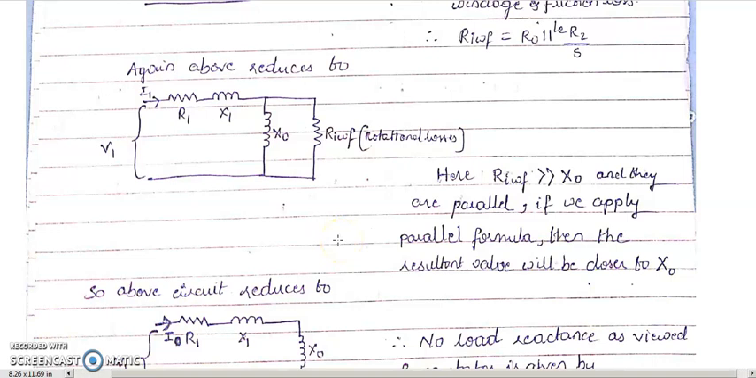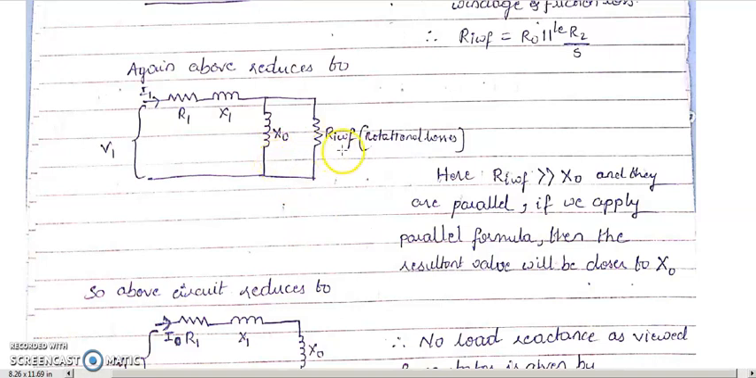0.67, right? 2 by 3 value is 0.67, and again, is the 0.67 value closer to 1 ohm or closer to 2 ohm? It is closer to 1 ohm, right? So remember, if we do a parallel combination between two values, one lesser and one greater, then the resultant value will always be closer to the small value, that is X0.